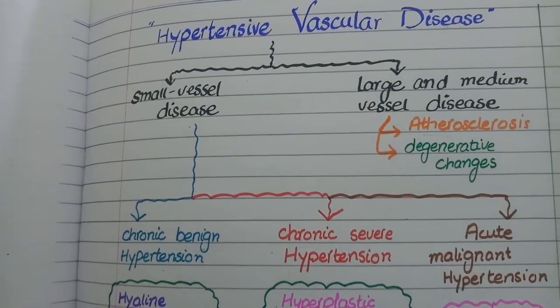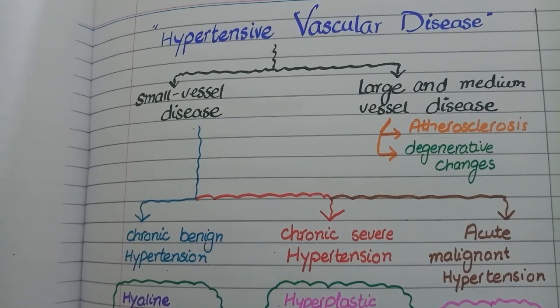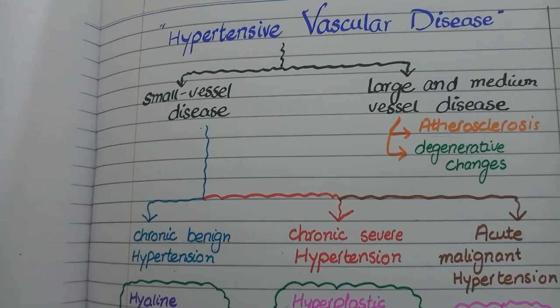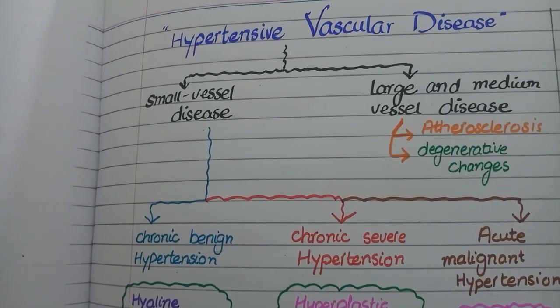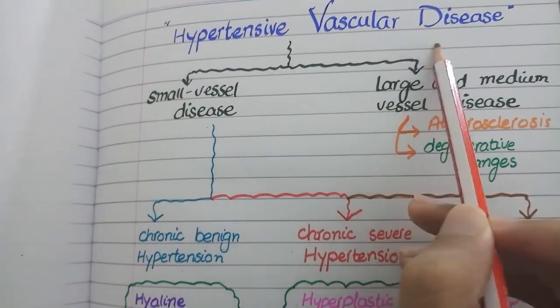In this video, we are going to learn the pathological features of hypertensive and atherosclerotic vascular disease. Firstly, we will see the pathological changes of vessels due to hypertension, and then we will learn the gross and microscopic features of atherosclerotic plaques in detail. So let's start with hypertensive vascular disease.